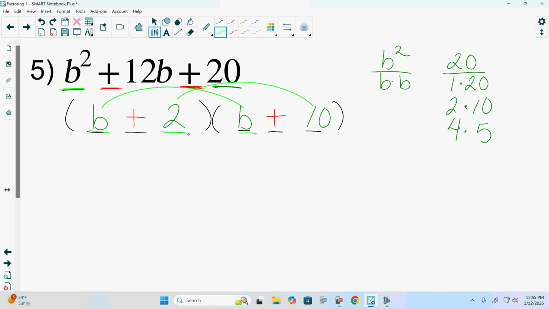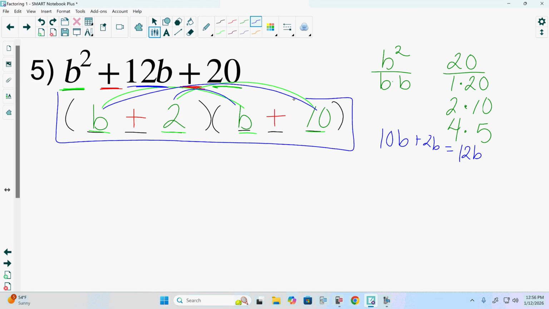2 and 10. Well, 2 times 10 is 20. They're the factors of 20. So unless we got the wrong factors, those are not going to tell me much of anything. What I want to check for is the middle term. And we get it from our outer set, b times 10, which is positive 10b. And our 2 times b, which is positive 2b. And 10b plus 2b is 12b. Is that the middle term we wanted? Yes. So b plus 2 times b plus 10 is the correct set of factors.